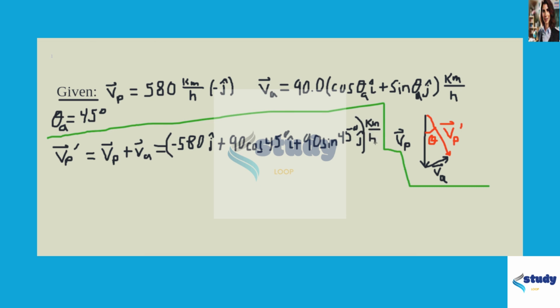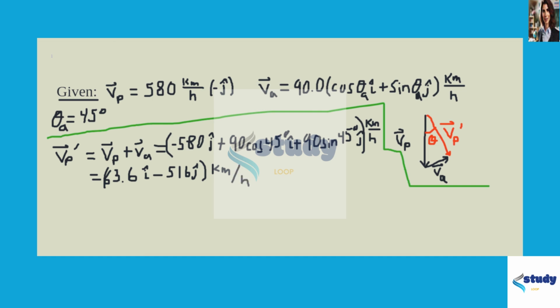Okay, and you can only add like components. So the j hat components can add and the i hat components can add. And so if we carry out these calculations and add like components, we find v of p prime is equal to 63.6 in the i hat, minus 516 in the j hat. Okay, and both of these are in kilometers per hour, so put that on the outside.